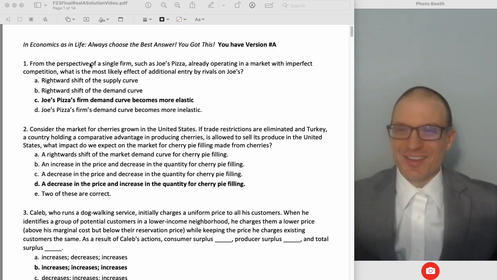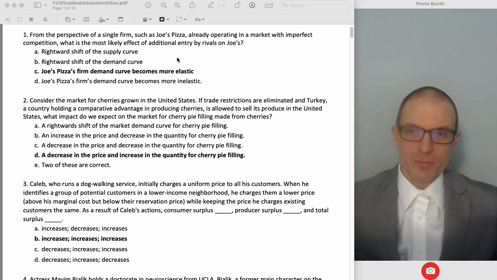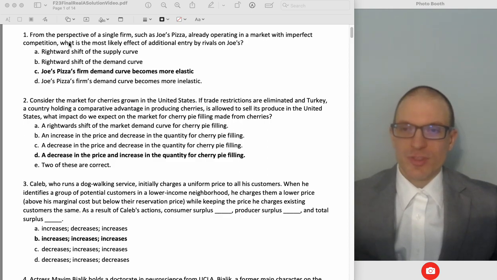All right, so here's the first collection of questions, question 1 through 3. Question 1, from the perspective of a single firm, such as Joe's Pizza, already operating in a market with imperfect competition, arguably the local pizza by the slice market, we'd say is probably monopolistic competition, possibly oligopoly, certainly imperfect competition. Oligopoly if you're restricted to what's walkable, close to campus, but monopolistic competition more generally, I guess, for restaurants. What's the likely effect of additional entry by rivals on Joe's?